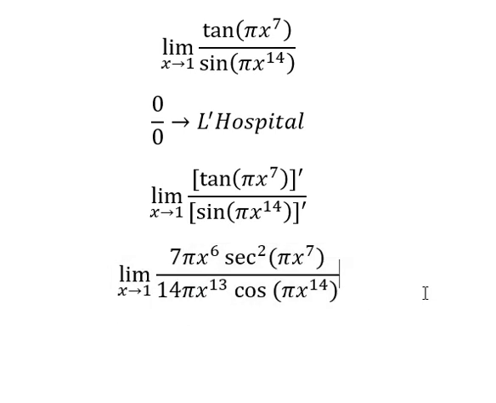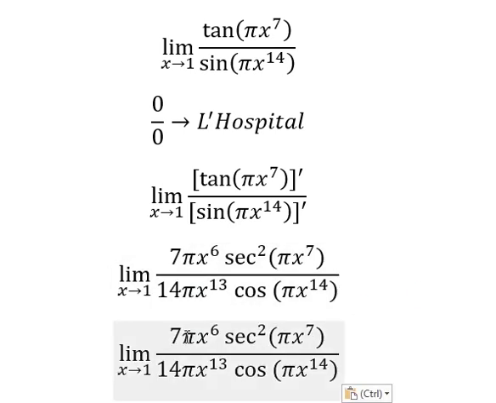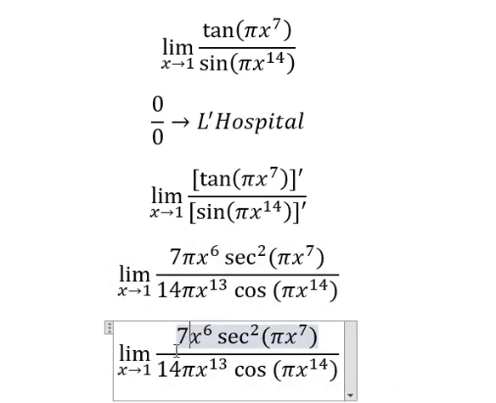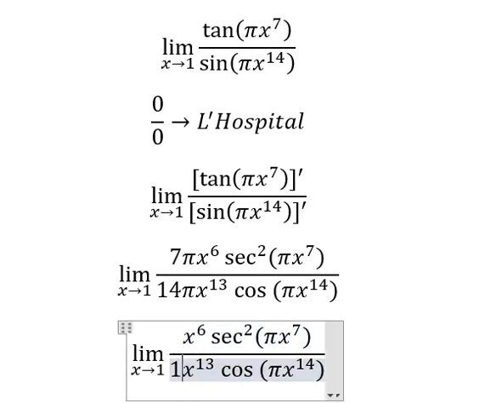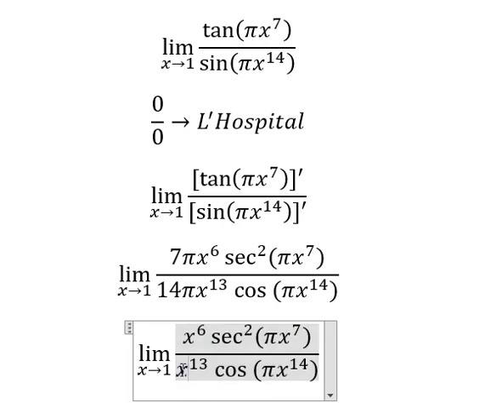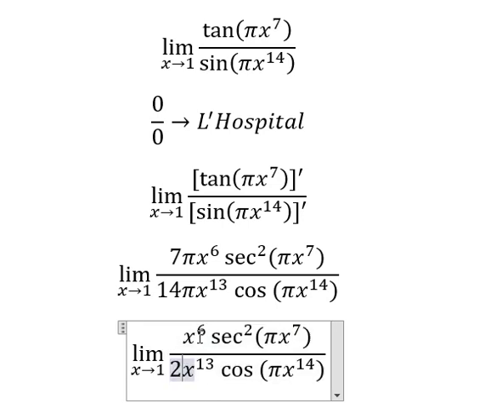Now we need to simplify the numbers. b and b we cancel. 7 divided by 14, we have 1 over 2. Next, we simplify the power. That's about number 6 and number 13, and we have x to the power of 7.